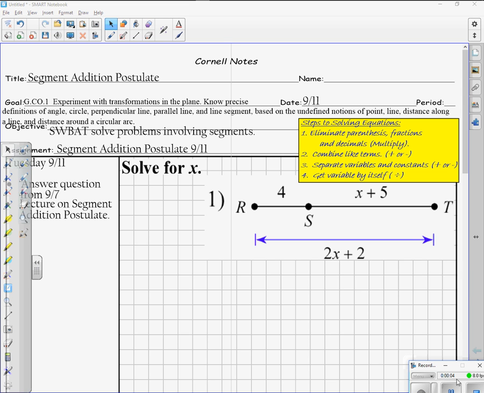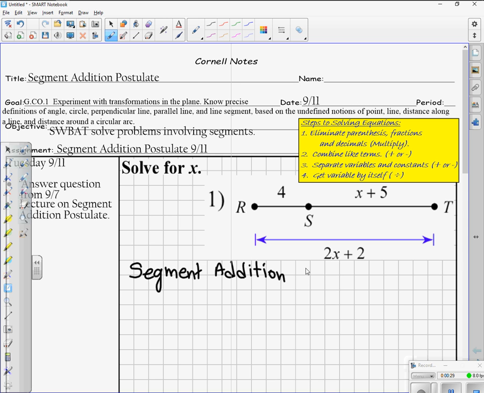Okay, in this video, I'm going to show you how to solve a problem like this, okay? And we use something called the segment addition postulate, okay? And what it says the following, segment addition postulate. So, let's say I have a very, very large piece of string, okay?